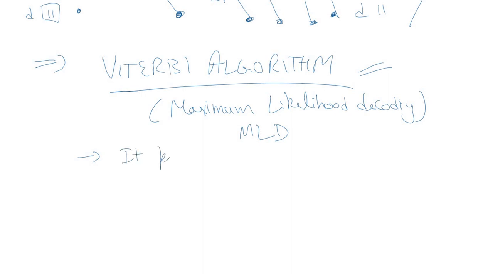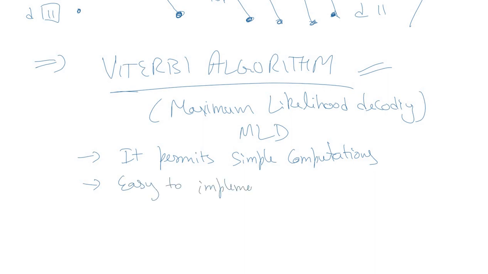It permits simple computations, so easy to implement on hardware. So whenever the constraint length is limited, it can be easily implemented on hardware because it involves very simple computations.